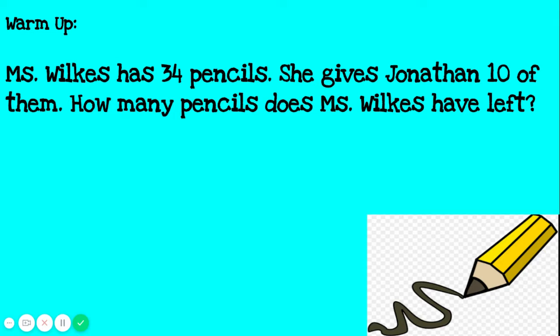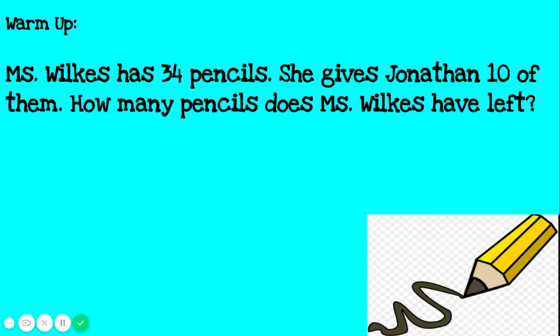Before we get started with our math lesson for today, we are going to do a quick warm up. I'm going to read a word problem to you. I want you to get your pencil and paper handy so you can show your work and listen to me carefully as I read the word problem. Miss Wilkes has 34 pencils. She gives Jonathan 10 of them. How many pencils does Miss Wilkes have left?